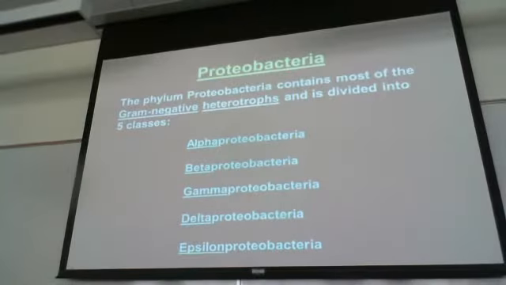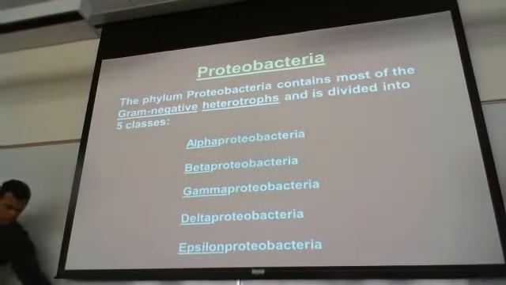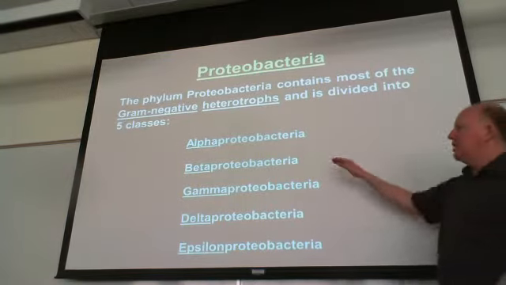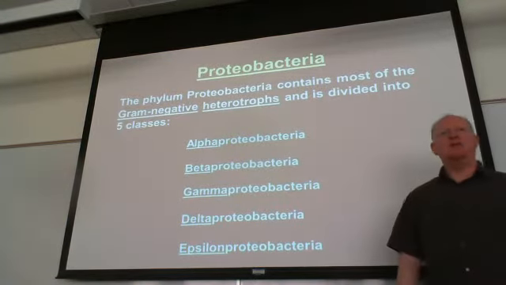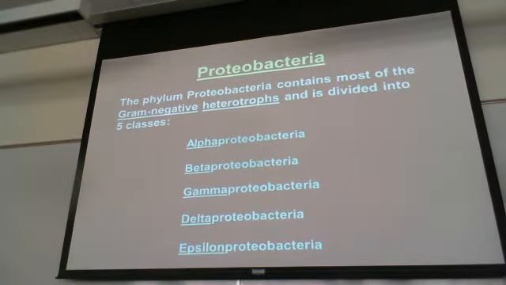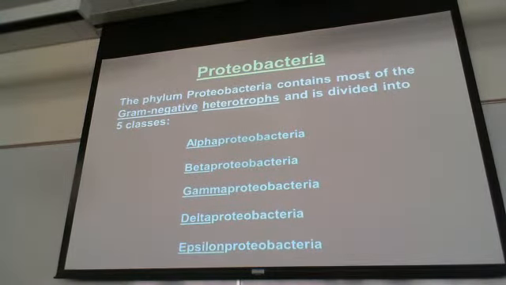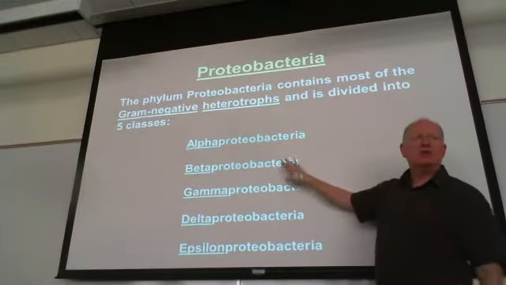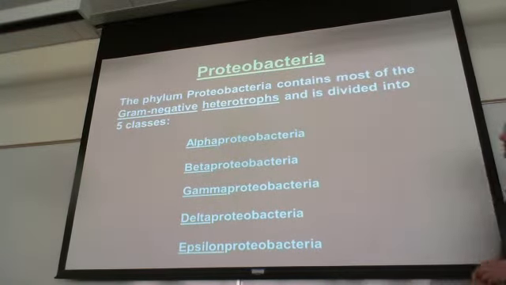Most of the bacteria that we're going to be concerned with fall into the phylum Proteobacteria. And this is very creatively subdivided into 5 classes, kingdom, phylum, class, etc. 5 classes that are just given Greek letters: alpha, beta, gamma, delta, epsilon. So we're just going to take a brief look at some examples in each of these classes and see what's significant about them.